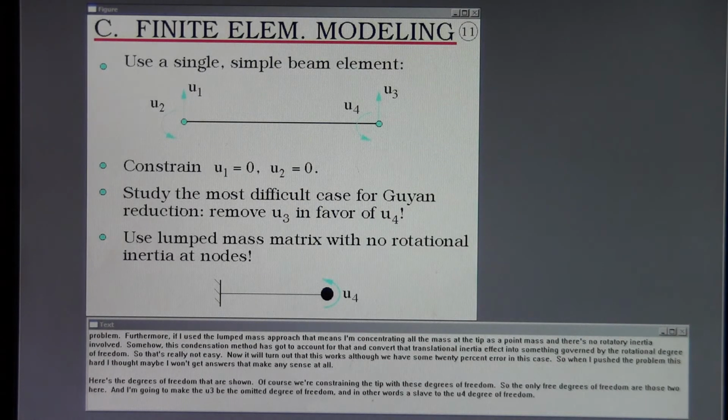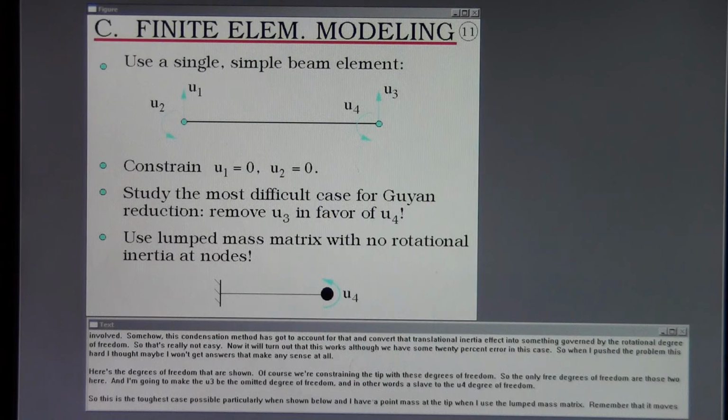Furthermore, if I use the lumped mass approach, that means I'm concentrating all the mass at the tip as a point mass, and there's no rotatory inertia involved. Somehow this condensation method has got to account for that and convert that translational inertia effect into something governed by the rotational degree of freedom. So that's really not easy.